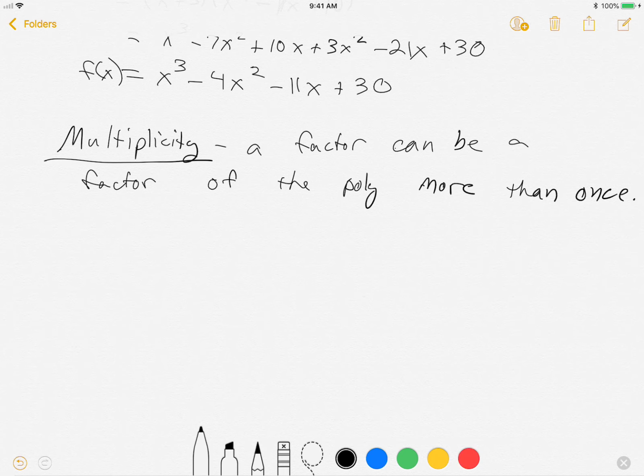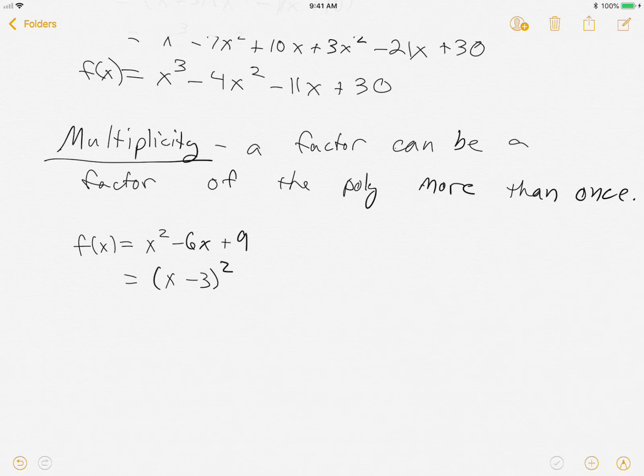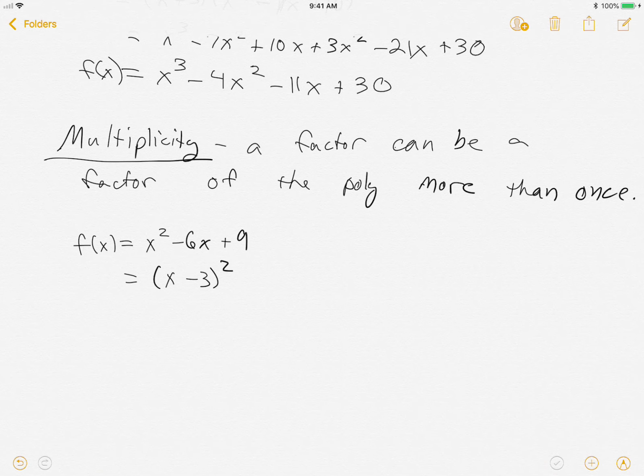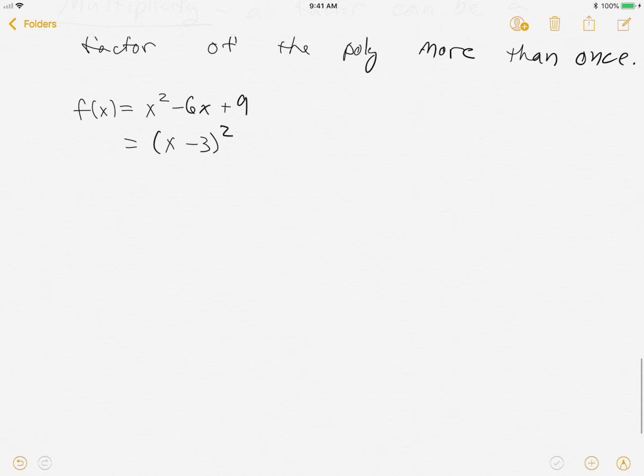Okay? For example, if I have this, it can be factored into x minus 3 squared. So we have the same factor in there twice. That gives me multiplicity. So we would say that this has a multiplicity of 2. Now this is important when it comes to graphing, and we're going to see more of that here in a second. So let's look at this example.